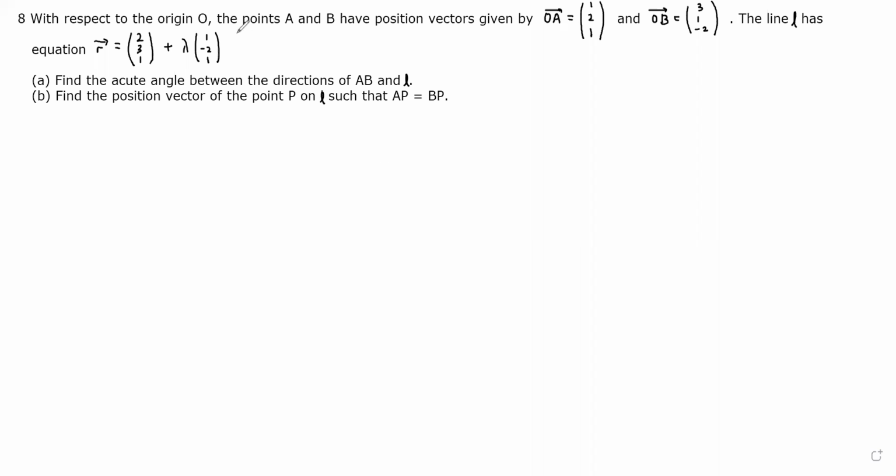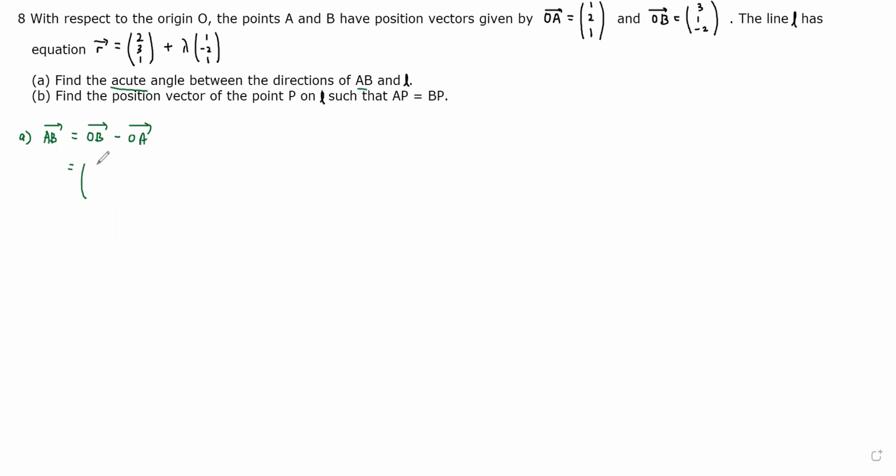With respect to the origin O, A and B have the given position vectors, and we have the vector equation of the line. Part A, we need to find the acute angle between the direction of AB and L. We need to find vector AB first. Vector AB is given by vector OB minus vector OA.